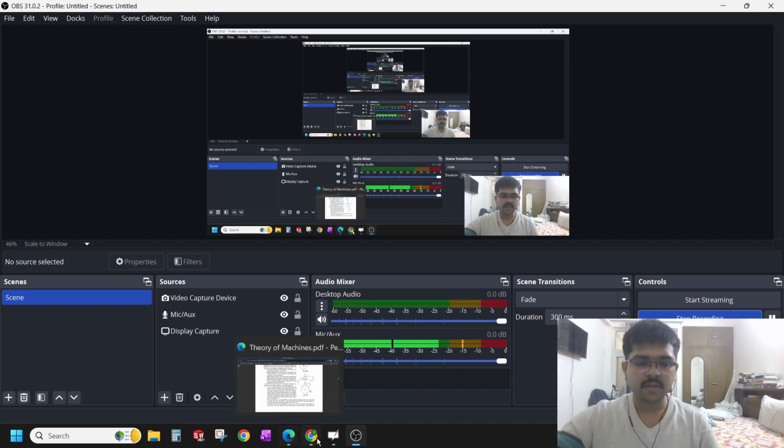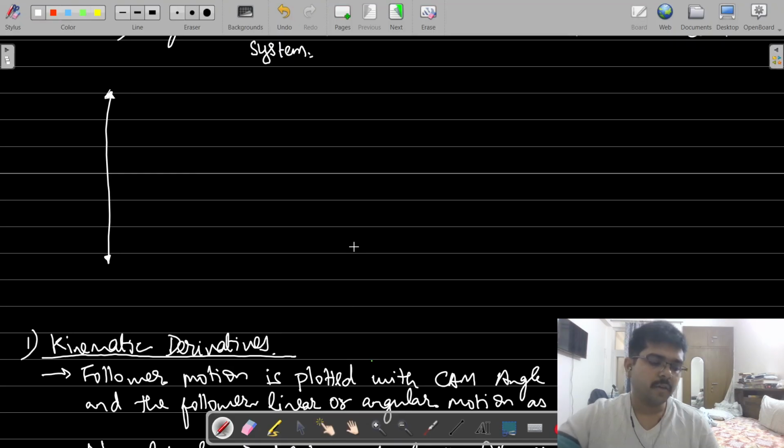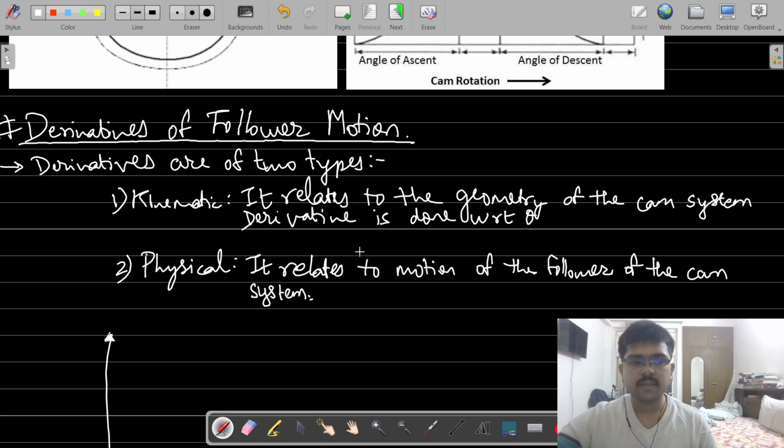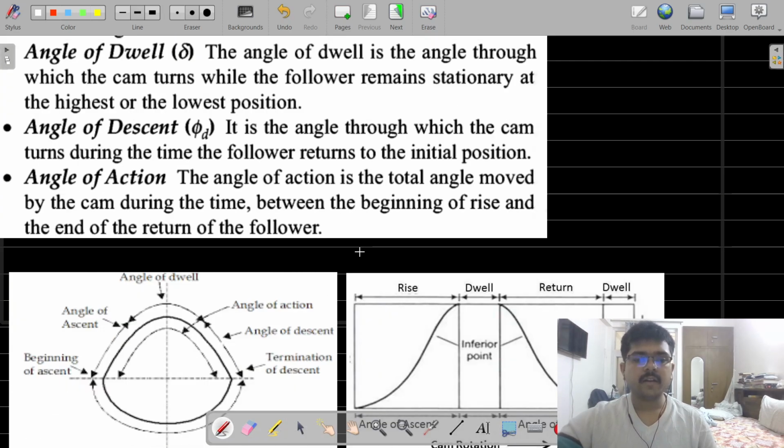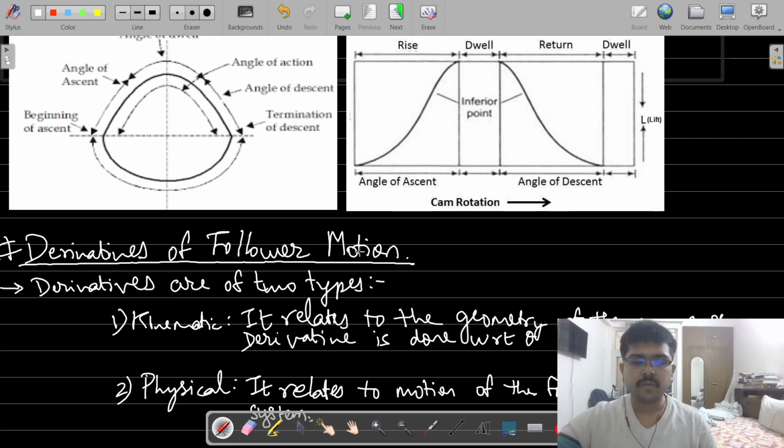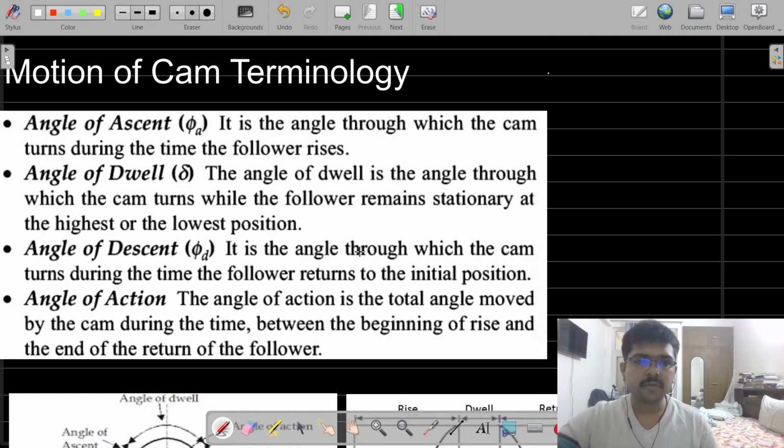In today's lecture, we are going to study the motion of cam terminology and derivatives of follower motion. So, if a cam is rotating, then we have four types of motion: angle of ascent, angle of descent, angle of dwell and angle of action.